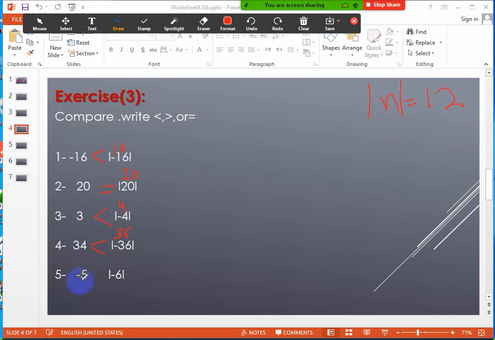Now, I want to compare between negative 5 and the absolute value for negative 6. Very excellent. Thank you, Isra. The absolute value for negative 6 equals 6. 6 is greater than negative 5. That means the absolute value for negative 6 is greater than negative 5. If you finish, please type 1 in the chat.